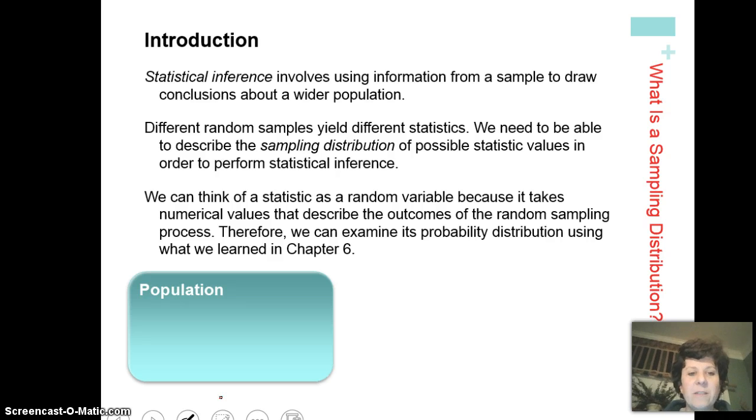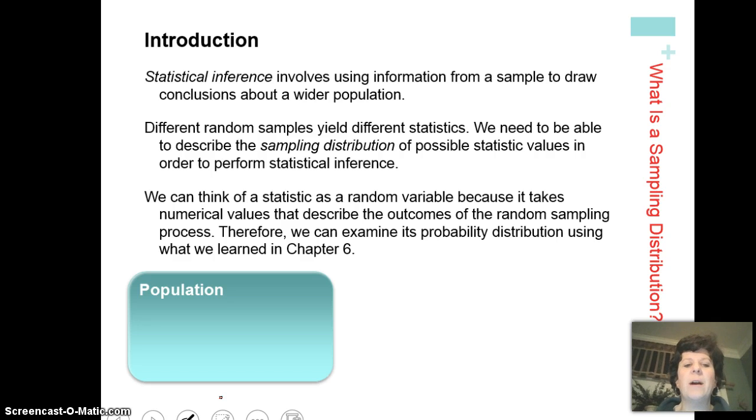So statistical inference involves using information from a sample to draw conclusions about a wider population. We've known that from the beginning. Different random samples will yield different statistics. So like we were saying about those 4 children, each time you take 4 children, you will be getting a different X-bar, a different average height.